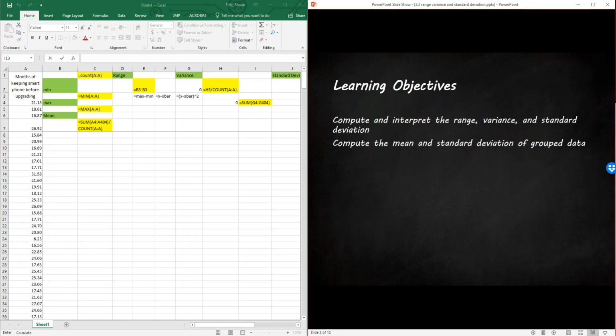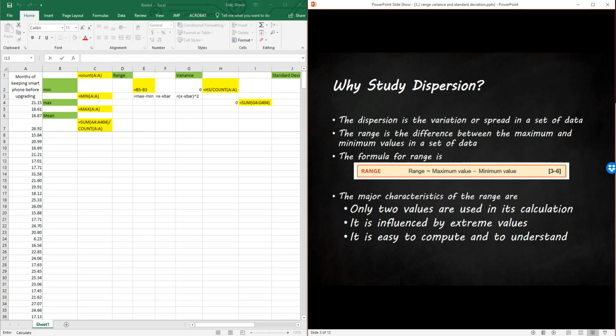By the conclusion of this lesson, you're going to be able to compute and interpret the range, variance, and standard deviation. Okay, so why should we study dispersion? Dispersion is a variation or spread-outness, if you will, in a set of data. There are three terms that you really need to know, which are range, variance, and standard deviation, that really describe spread-outness.